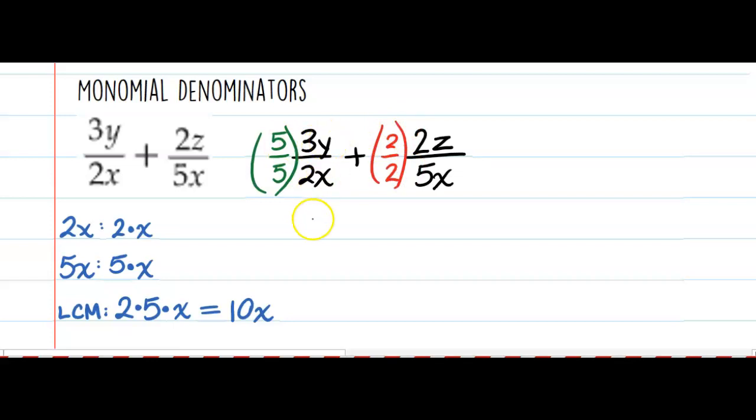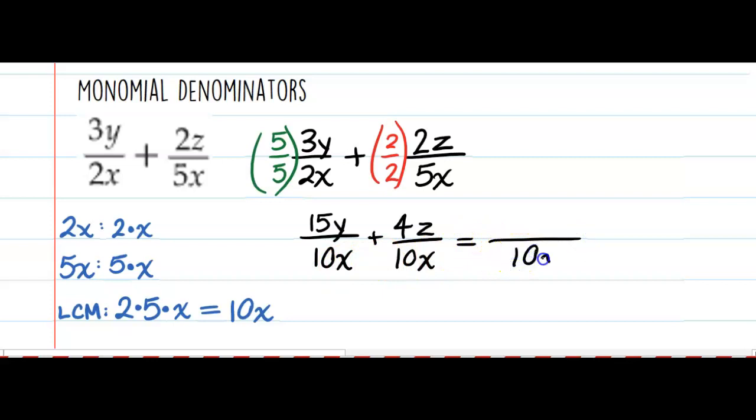5 times 3y makes 15y over 10x. 2 times 2z makes 4z over 10x. Now they have a common denominator, so we just write that common denominator in our answer, and we add the numerators. And that's our answer.